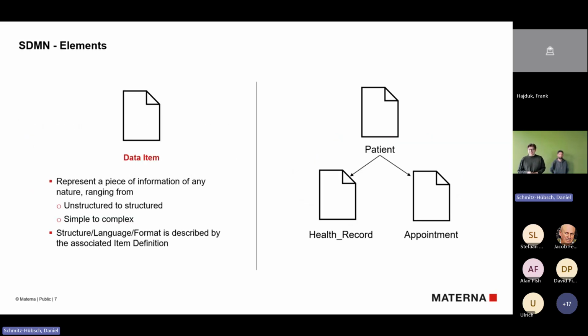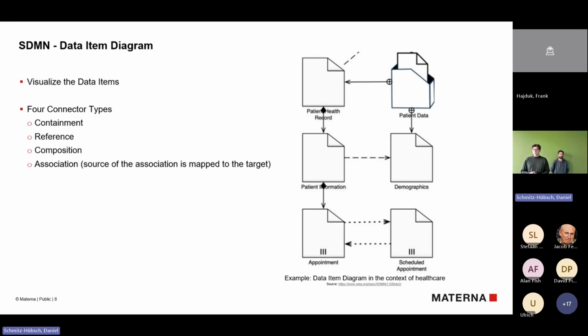First of all, a data item. A data item represents a piece of information of any nature, ranging from unstructured to structured and simple to complex. If you look at the right-hand side, we can see a small example in healthcare where we have a patient. A patient is then any piece of information, and it can also have relationships to other data items, like it owns a health record and maybe a list of appointments. The structure, language, or format is described then in the associated item definition, the other element. But before we look into the item definition, I want to show you the data item diagram.